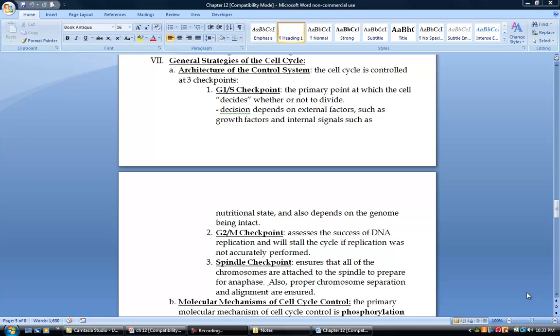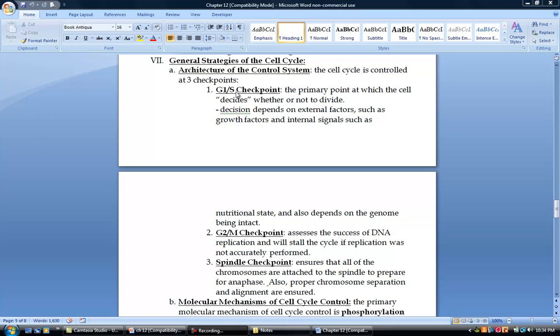So the last part of chapter 12 is going to be about the cell cycle. We talked a little bit about the cell cycle in class, and there's three checkpoints. At these checkpoints, that's where the cell is going to assess certain things to see if it's okay to proceed to the next phase.